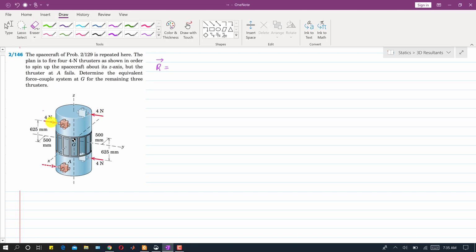So if I write the resultant, this will be equal to this 4 Newton, which is in the positive j direction, so I will write plus 4, and this one is minus 4, and this one is also minus 4. So I will write minus 4, and all these are acting in the j direction, so I will write j. So this cancels out, and the resultant vector is equal to minus 4j. This is the vector of the resultant, and the magnitude is minus 4.